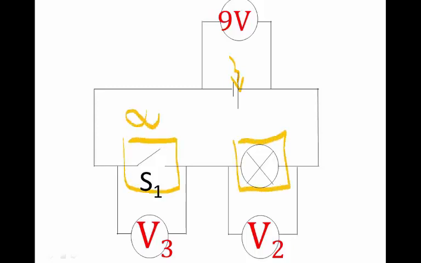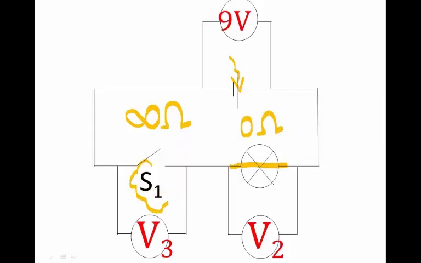Where this resistance has infinite resistance, in comparison to infinite resistance, this one is as if it's a good conductor, as if it has 0 ohms. So S1 takes all the supplied volts, the full 9 volts, leaving nothing at all for V2.